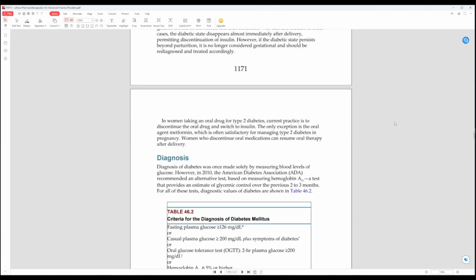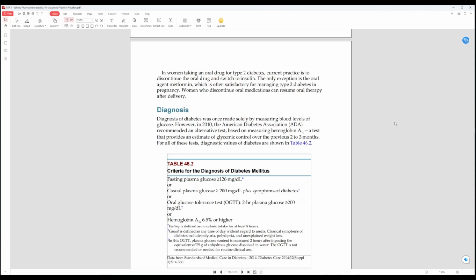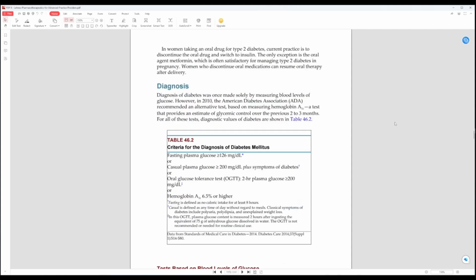In women taking an oral drug for type 2 diabetes, current practice is to discontinue the oral drug and switch over to insulin. The only exception is the oral agent metformin, which is often satisfactory for managing type 2 diabetes in pregnant women. Women who discontinue oral medications can resume oral therapy after delivery.